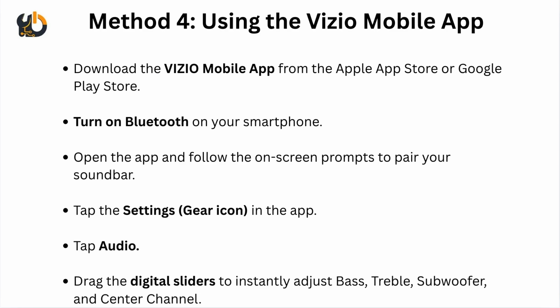Tap the gear icon or setting in the app. Tap audio, drag the digital slide bar to instantly adjust bass, treble, subwoofer and center channel.